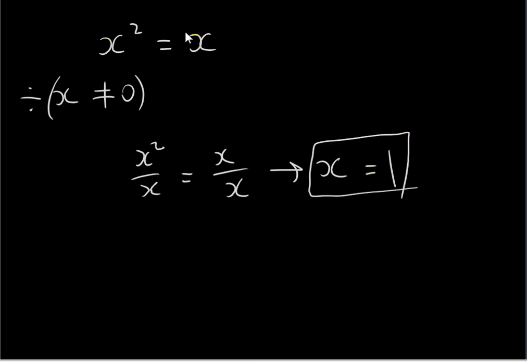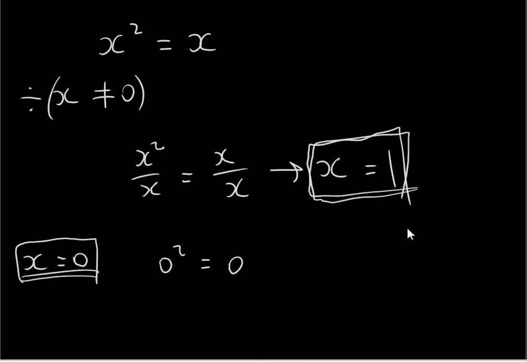1 squared equals 1. But we need to look at the situation where x equals 0, to see if that leads us to a solution. And indeed it does. If we put 0 in here, we get 0 squared. Put 0 into the right hand side, we get 0. So x equals 0 is another solution. So we might have overlooked this solution if we just simply divided both sides by x and just written this down.